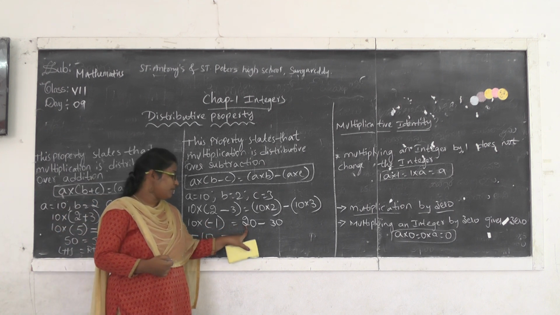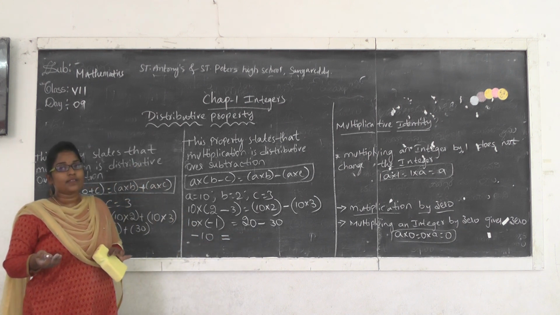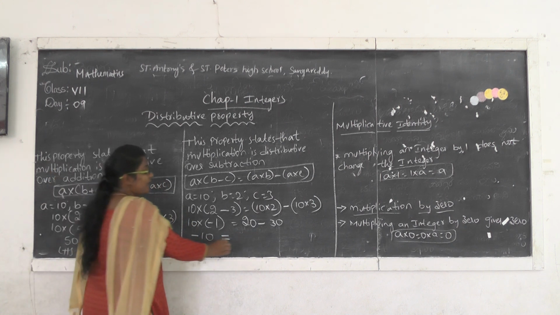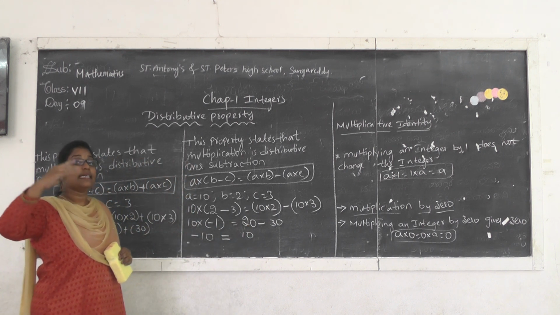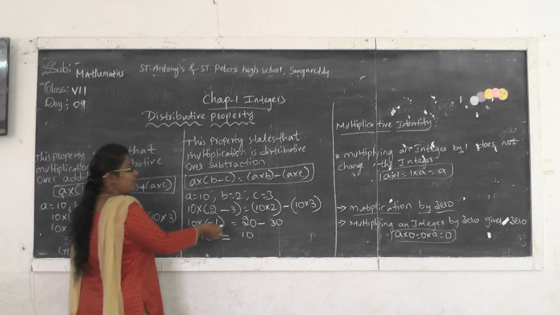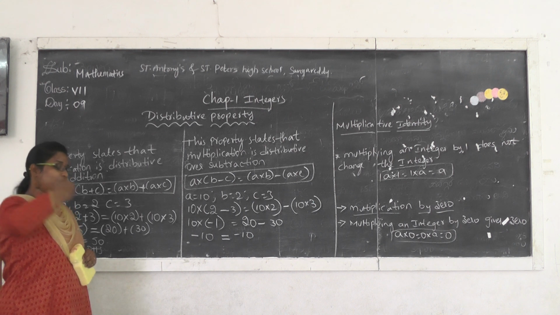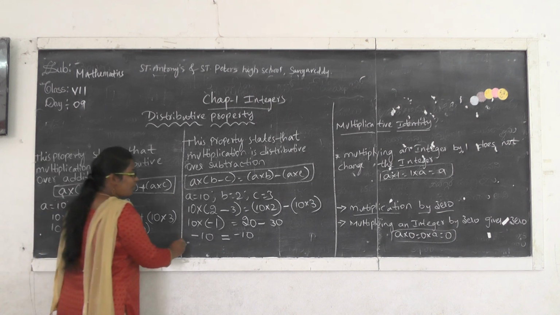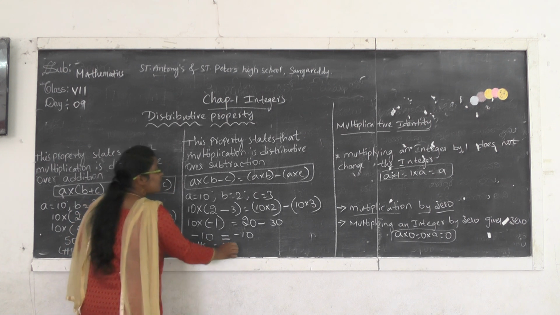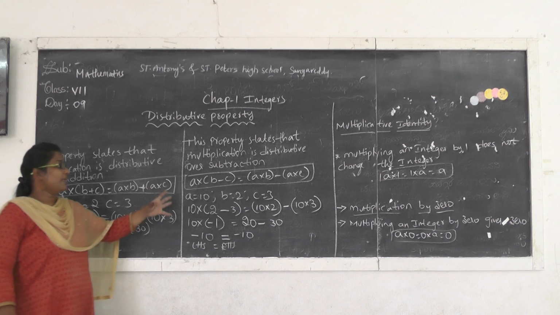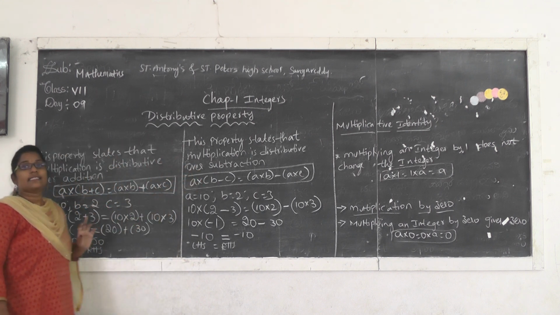also, 20 is a positive integer, 30 is a negative integer. So 30 minus 20, how much? 10. Yes. 20 is a smaller numerical value, 30 is a greater numerical value. For the greater numerical value we have the negative sign. So here also we have to write the negative as the result. So by this, what we understood is LHS is equal to RHS, so the distributive property is satisfied for integers for multiplication over subtraction.